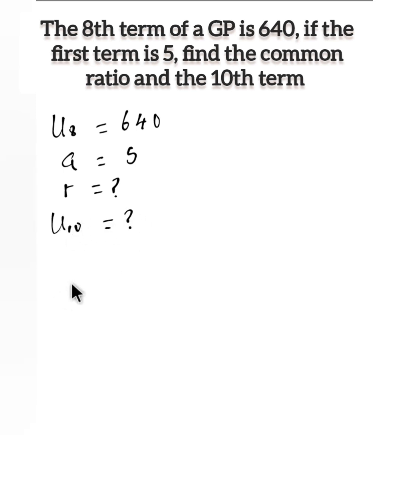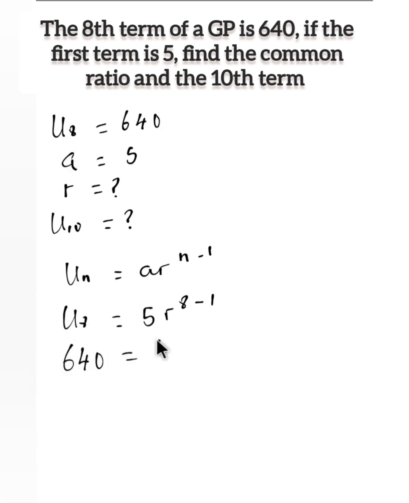Now, using the general formula that U_n is equal to a r to the power n minus 1, let's solve with this first information. U8 is equal to a, which is 5, times r, which we don't know yet, raised to power n minus 1. n here is 8, which is 8 minus 1. Now U8 is equal to 640. So 640 is equal to 5 r raised to power 7.